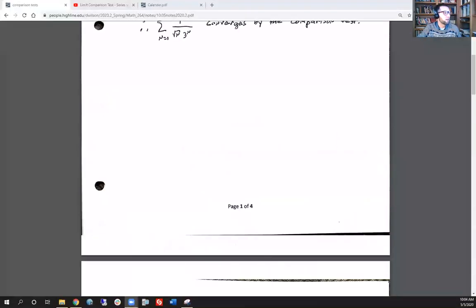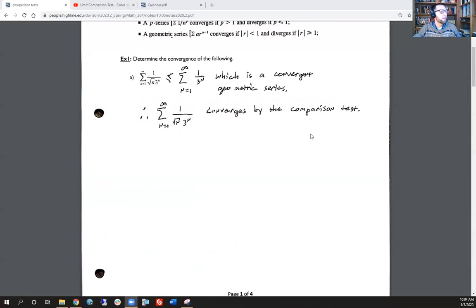So let's start by looking at the previous example that we worked at, just reminding ourselves of where we were at. When we were last together, we looked at this series where we wanted to know if the sum from 1 to infinity of 1 over root n times 3 to the n was convergent.